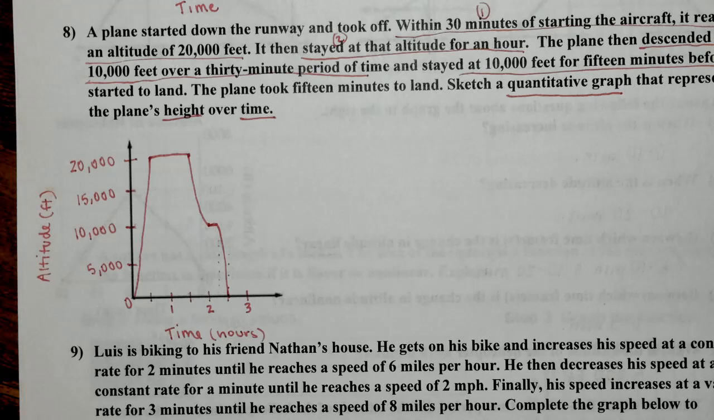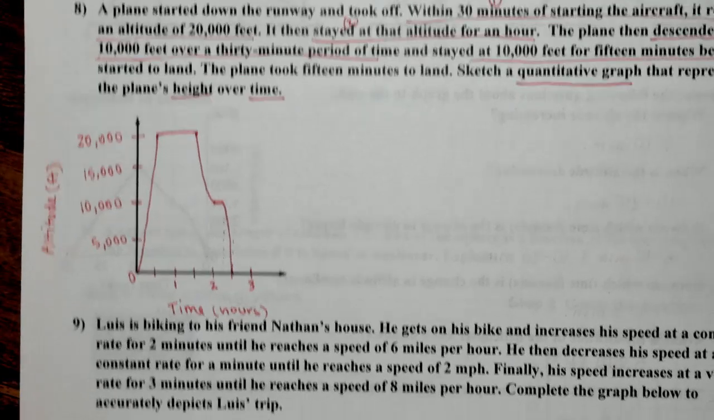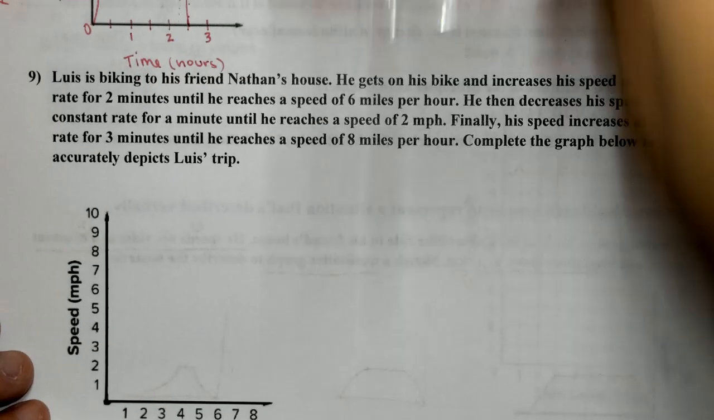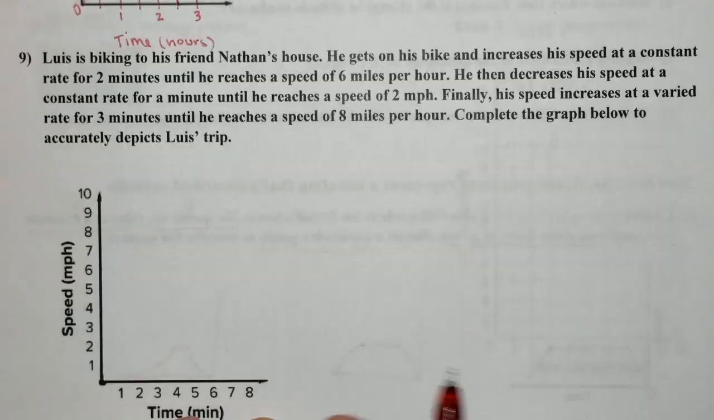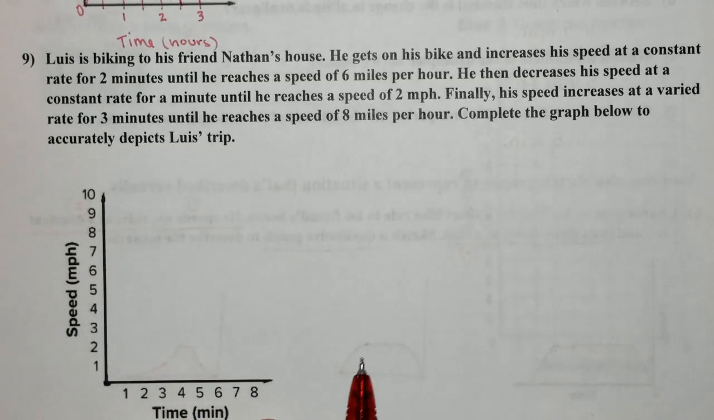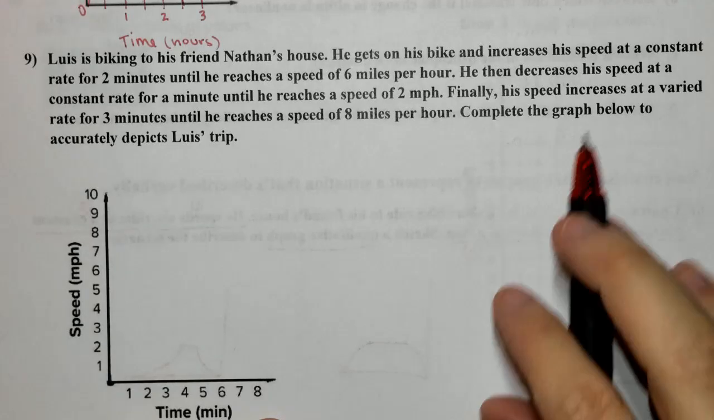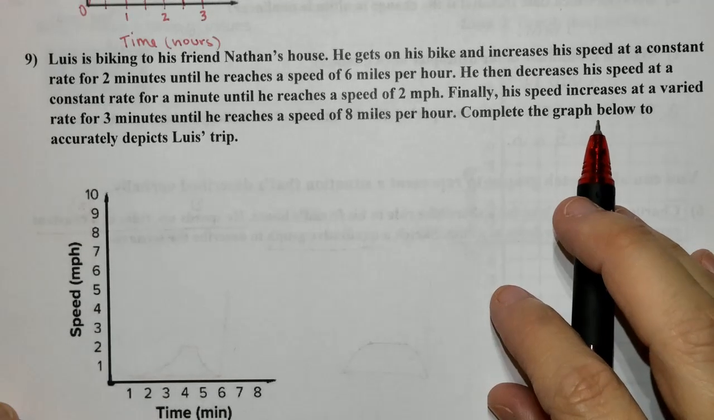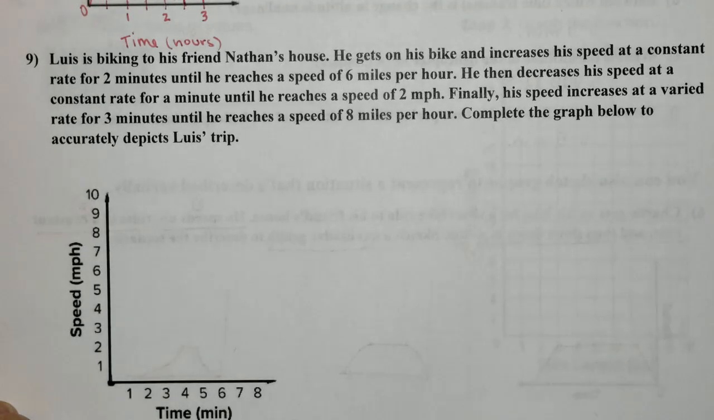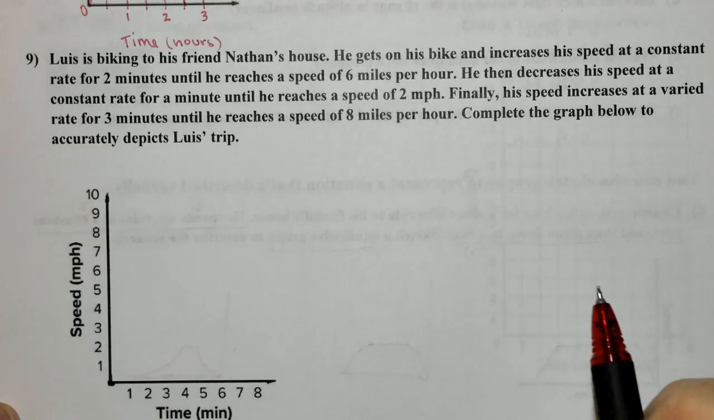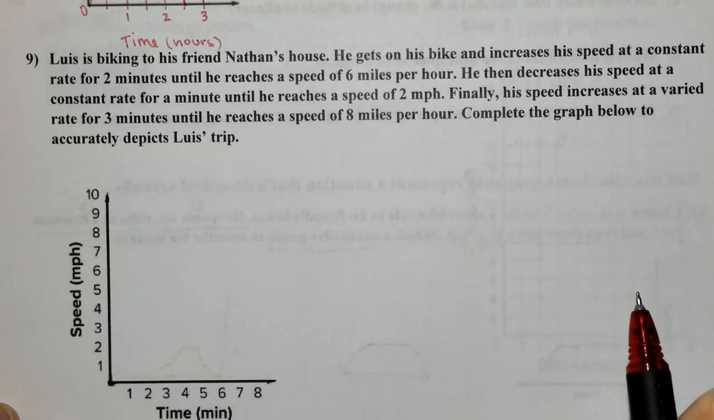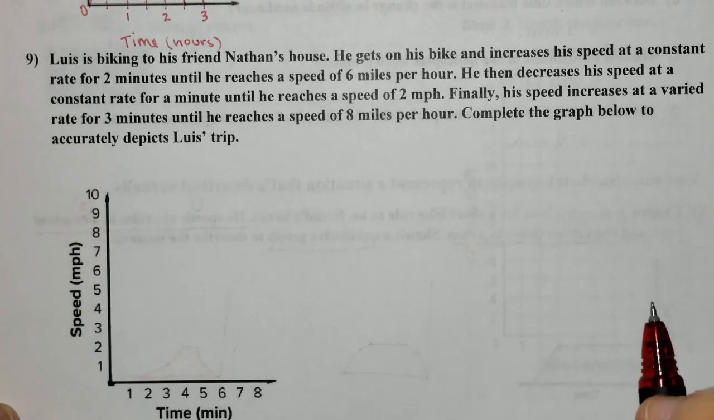All right, let's look at number 9. Number 9 says Luis is biking to his friend Nathan's house. He gets on his bike and increases his speed at a constant rate for 2 minutes until he reaches a speed of 6 miles per hour. He then decreases his speed at a constant rate for a minute until he reaches a speed of 2 miles per hour. Finally, his speed increases at a varied rate for 3 minutes until he reaches a speed of 8 miles per hour. Complete the graph below to accurately depict Luis's trip.